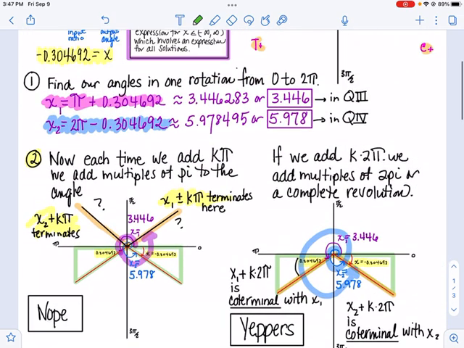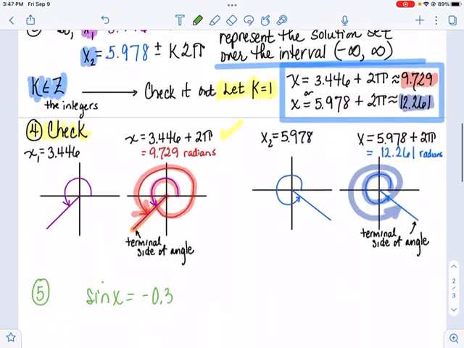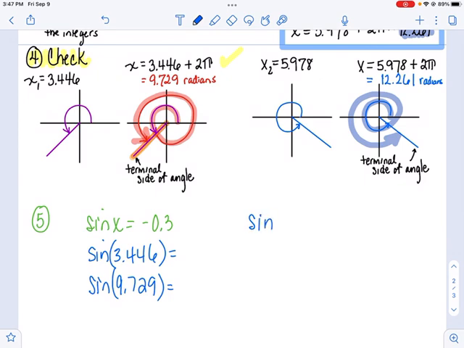But if I go back and put these angles in, I can do the sine of 3.446 and the sine of 9.729 and see what we get for our answers. Then you can do the same for the sine of 5.978, and then again the sine of 12.261. And you should get the same thing for all of this.